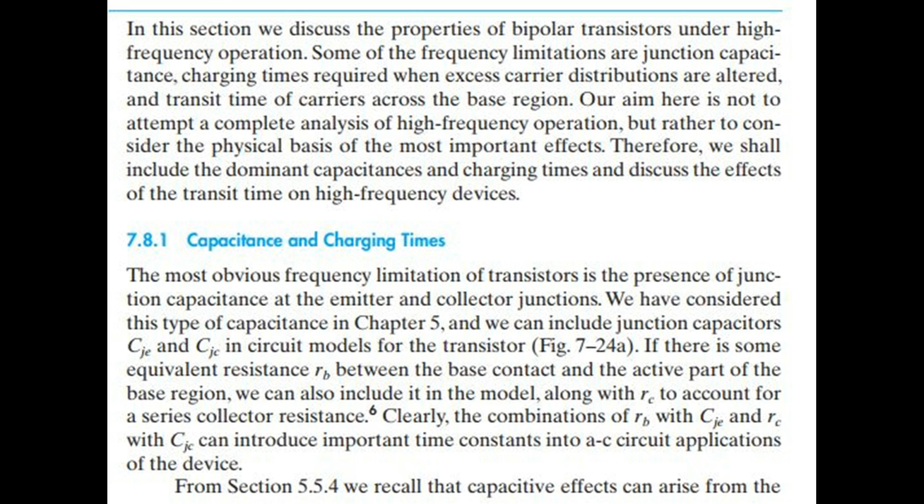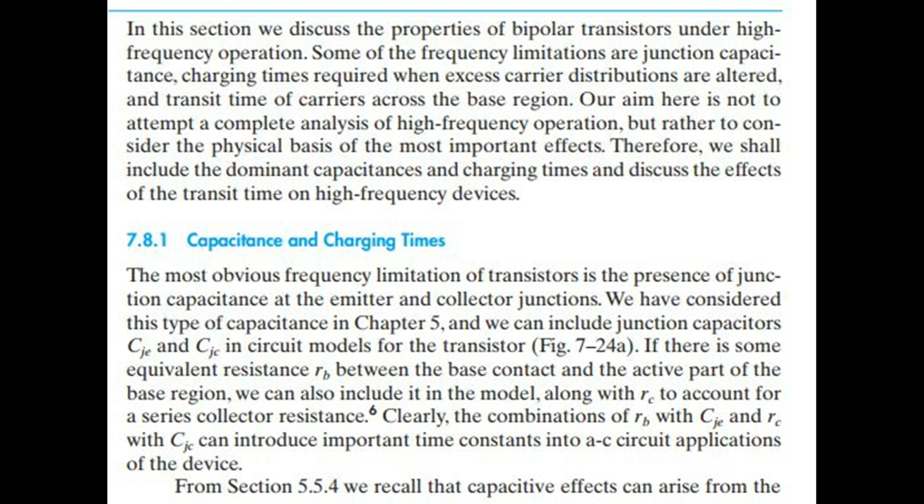Some of the frequency limitations are junction capacitance, charging times required when excess carrier distributions are altered, and transit time of carriers across the base region. Our aim here is not to attempt a complete analysis of high-frequency operation, but rather to consider the physical basis of the most important effects. Therefore, we shall include the dominant capacitances and charging times and discuss the effects of the transit time on high-frequency devices. Capacitance and charging times.